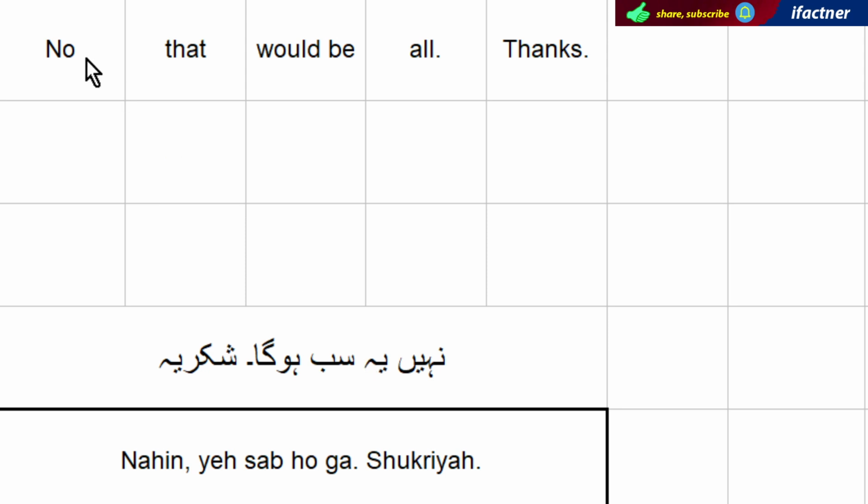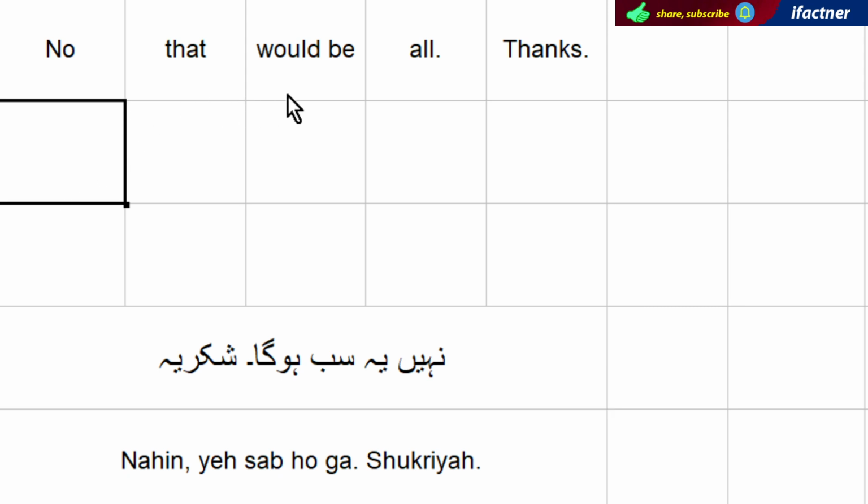Now the customer says, no, that would be all, thanks. In Urdu, we will say, नहीं ये सब होगा शुक्रिया. Because we are trying to translate this sentence, usually we say no, thank you, nahi, shukriya. But if we want to translate "no, that would be all, thanks," then it can be translated as nahi, ye sab hoga, shukriya. So now let's translate each English word in Urdu.